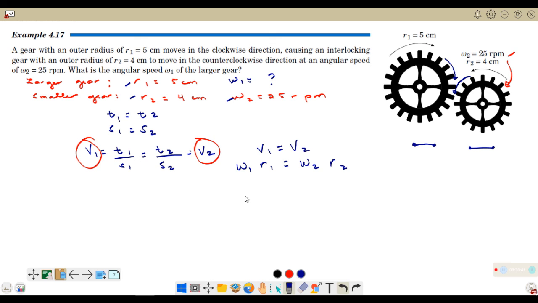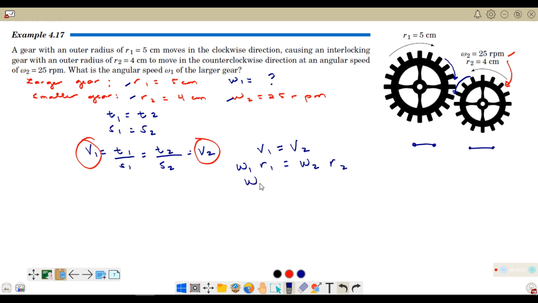Ayan, medyo okay na tayo. Kasi isa na lang yung nawawala. We have r sub 1, given yung radius natin for the larger gear. Next, we have r sub 2, given yung radius natin for the smaller gear. And we also have the angular speed for the smaller gear. So let's substitute the values.